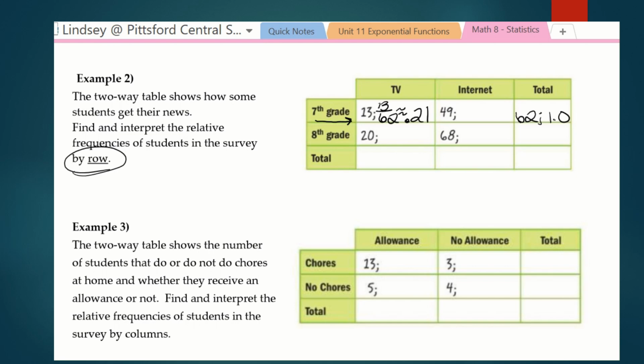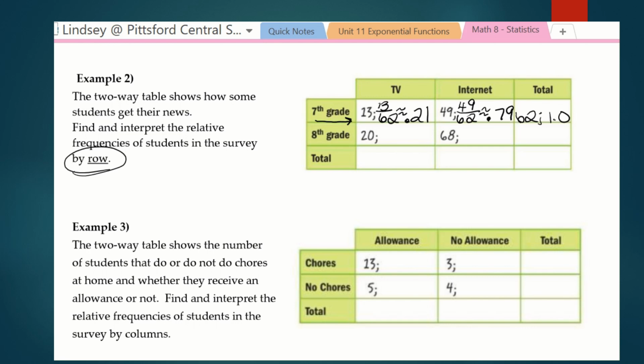Okay, now 49 of the 62 7th graders get their news from the internet. Now 49 out of 62 gives me, and I have to double check if this was approximately or not. Yeah, approximately 0.79. 0.21 and 0.79 do add up to 1.0. Again, reading this, 21% of the 7th graders get their news from the TV, 79% get their news from the internet.